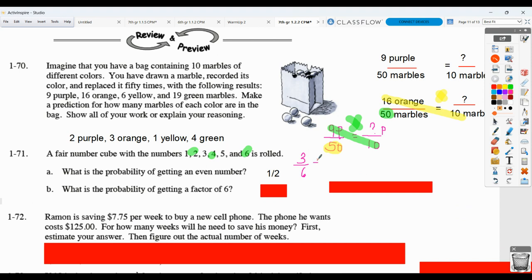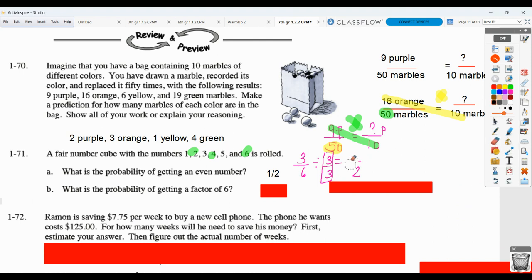Well, we divide by a giant 1 of 3 over 3, because both 3 and 6 will divide by 3. So 3 divided by 3 gives us 1. 6 divided by 3 gives us 2. So again, 1/2. What's the probability of getting a factor of 6?